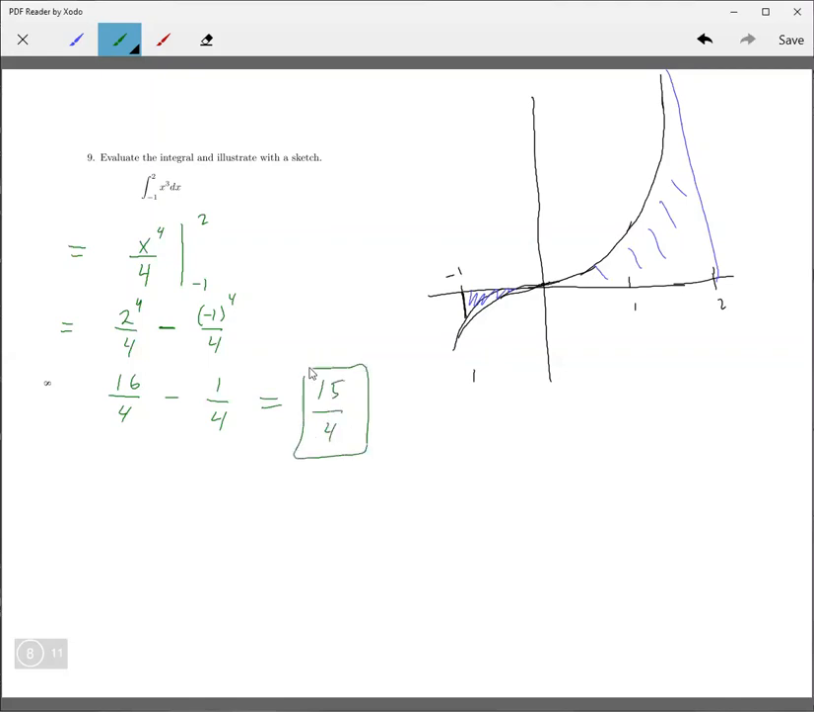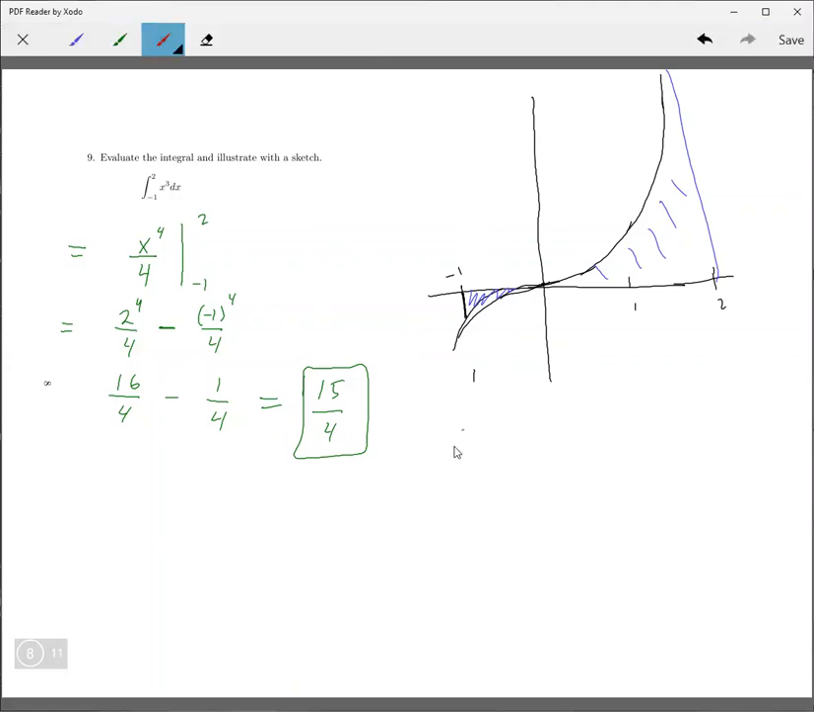Okay, so now you see why I told you to resist the temptation. It's usually a good thing to do that, but in this case, it's better to leave it like that, because you'll have to go back to this anyways in order to subtract this 1/4 from it. Okay, that's number 9.